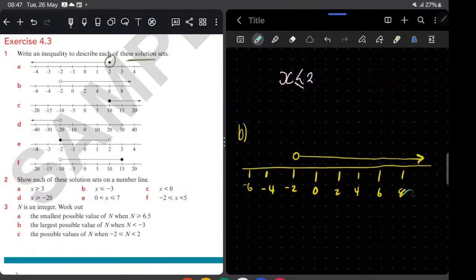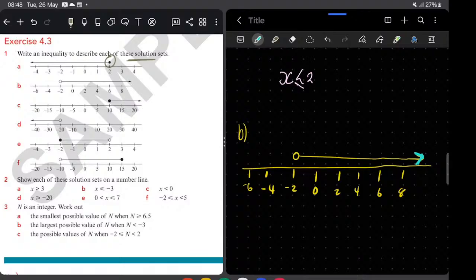Do I look at the number where the arrow ends? No. If there is an arrow, it means it goes on and on. There is no end. So don't worry about thinking about an end. There is an arrow which tells you there is no end. It goes on and on and on.